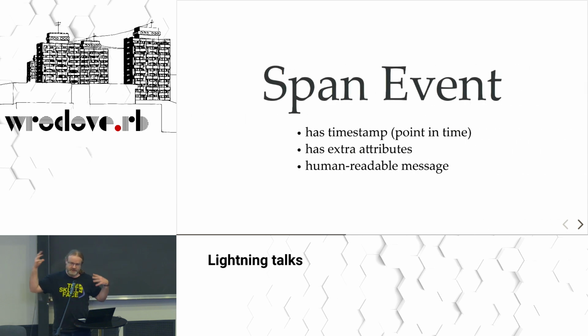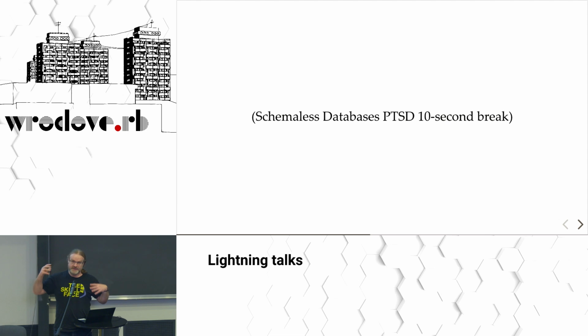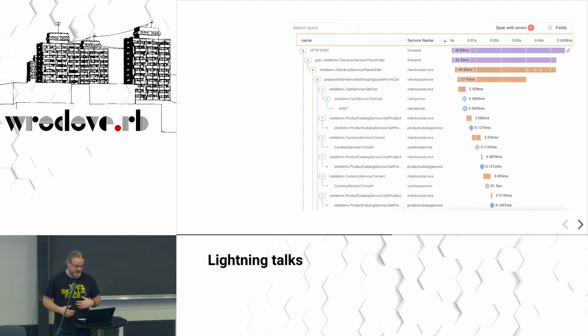Span is a pretty cool thing because it has a timestamp, so it happened at a point in time. It has extra attributes. It can have a human readable message. A span can also have events that belong to it. We're not going to be talking about schemaless databases. Yes, they are schemaless, and it's terrible as a transactional database for an application, but for logging, monitoring, telemetry, when you don't know what sort of data we're going to be gathering in the future and how we're going to aggregate or correlate it, schemaless databases are pretty cool for this sort of usage.